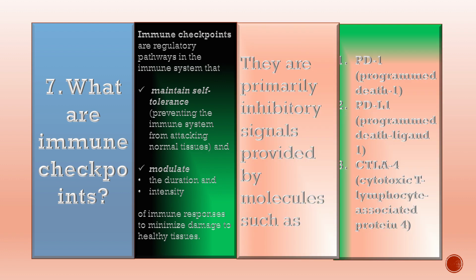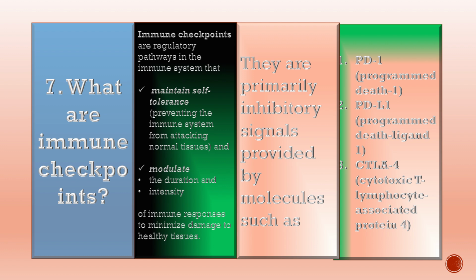They are proteins that regulate how the immune response is. Immune checkpoints are regulatory pathways in the immune system that maintain self-tolerance and modulate the duration and intensity of immune response to minimize damage to healthy tissue.